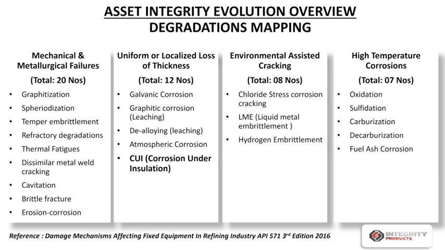Those damage mechanisms are broadly classified into 4 categories. One is mechanical and metallurgical failures. Second is uniform or localized loss of thickness. Third is environmentally assisted cracking. Fourth is high temperature corrosion. So CUI would be the main area of concern for today's session. That comes under the category of uniform or localized loss of thickness. All these things are documented as per API 571.